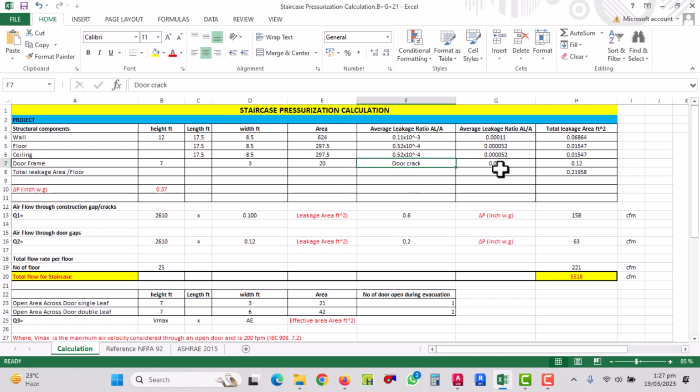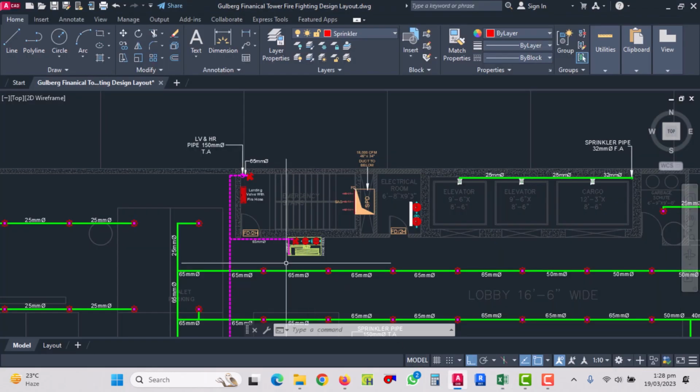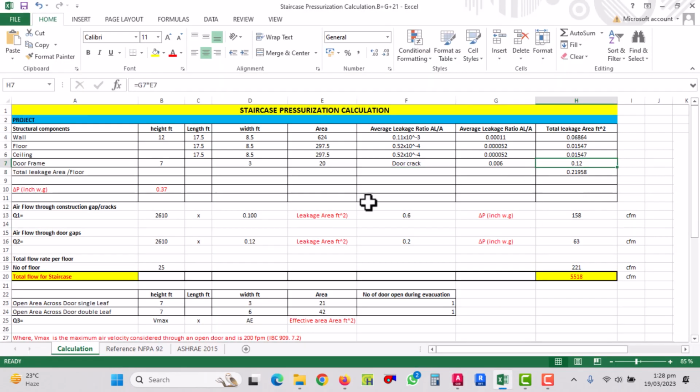And 0.006 is the average leakage ratio for the door frame. So the total area through the door, which door? I am talking about this door. How much air will be lost through this door? So this is the leakage area of the door frame. So when you add all of these total areas, you will get the total leakage area through floors, doors, and these construction materials.